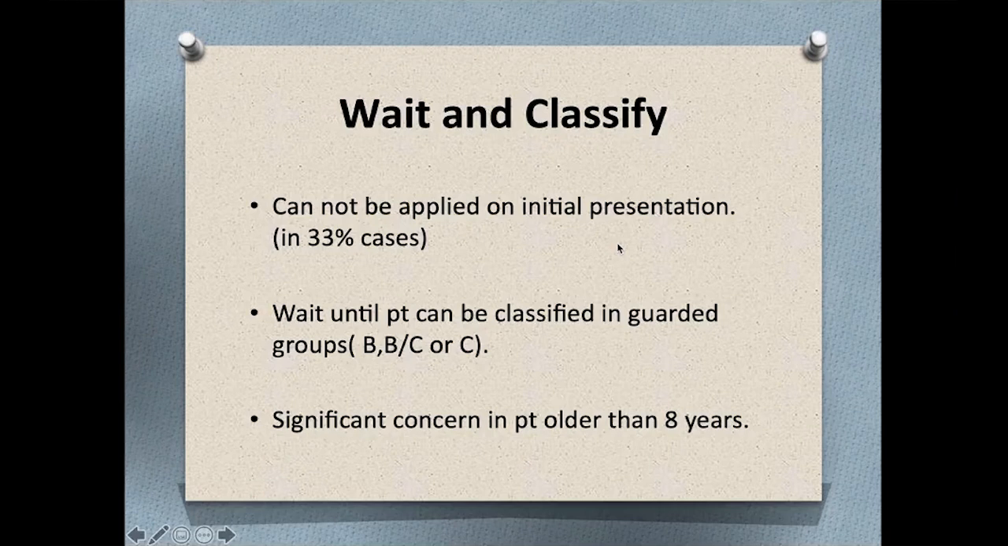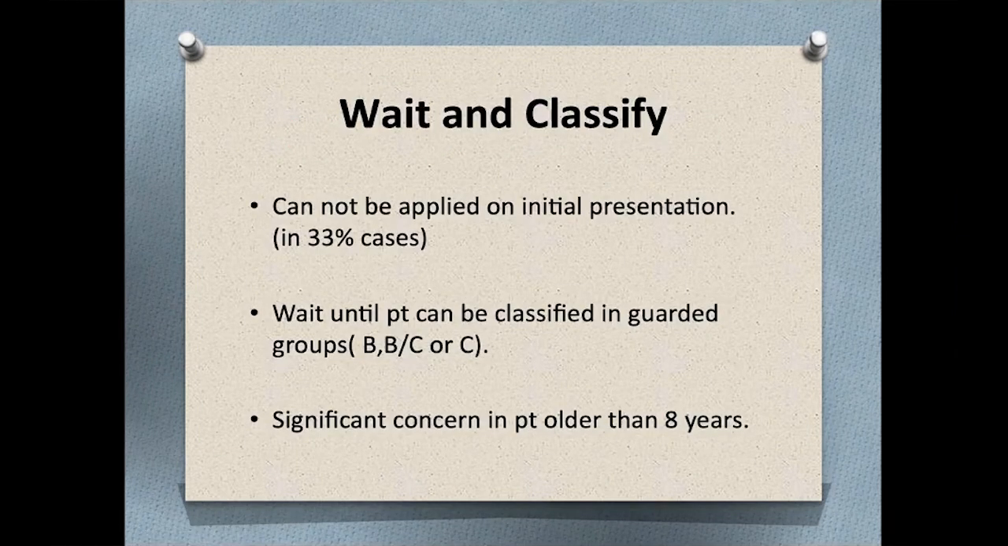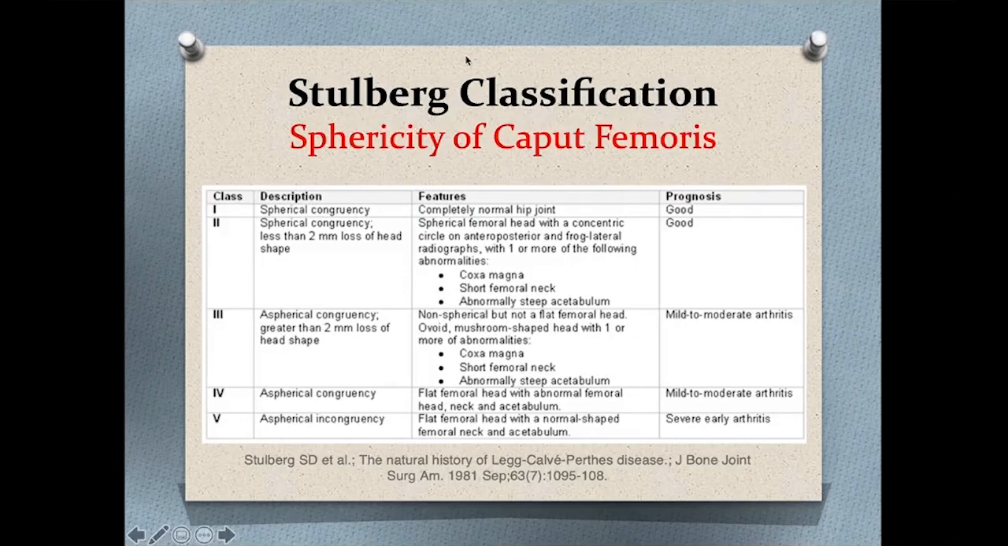Then this classification cannot be applied in the initial stages. In the initial stages you can only use the Waldenstrom stage. But in 33% of cases, you need to wait for this classification to appear, for the lateral pillar necrosis and loss of height. And then there is the Stulberg classification.